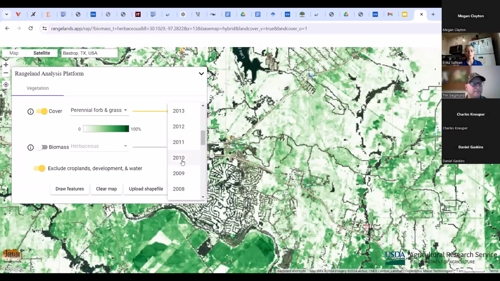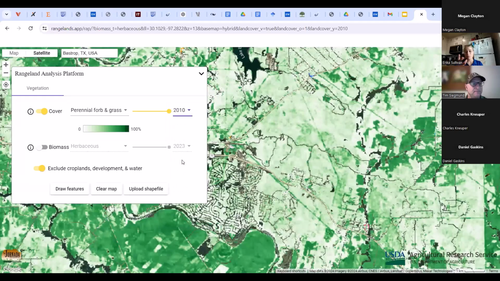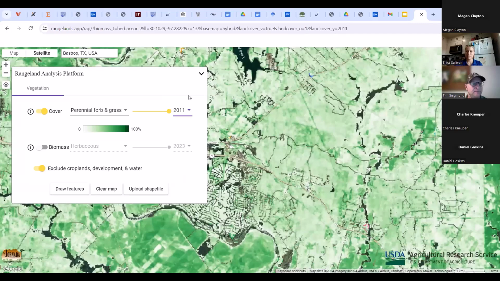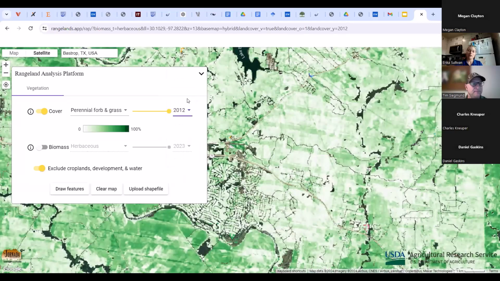And so going through these years, I'm just going to click through. So this is what 2010 looks like, just looking at this visually. I'm going to take a look at 2011 next. You can see I can't really tell much change here, maybe a little bit lighter in this case. And I'm going to take a look at 2012. Okay, so now we can kind of see how the map shows us, with these different colors, how perennial forb and grass is changing.